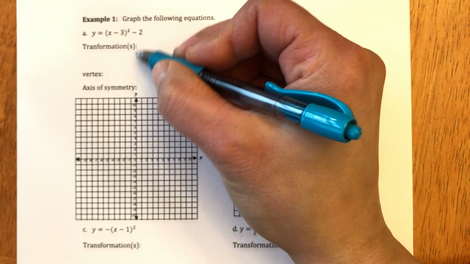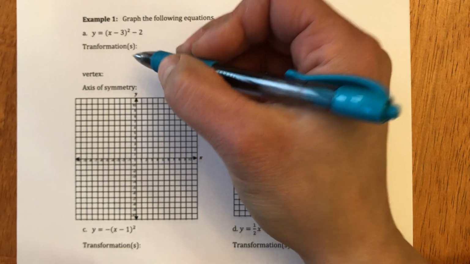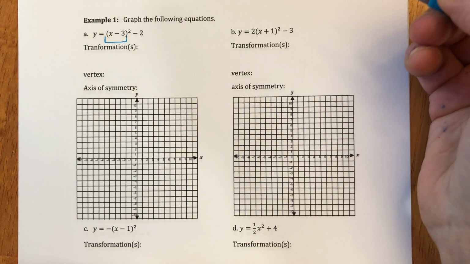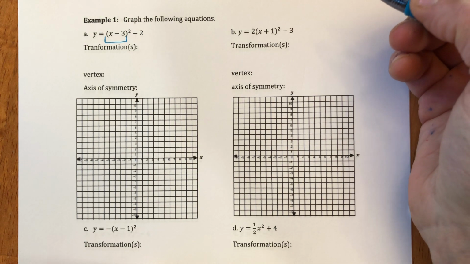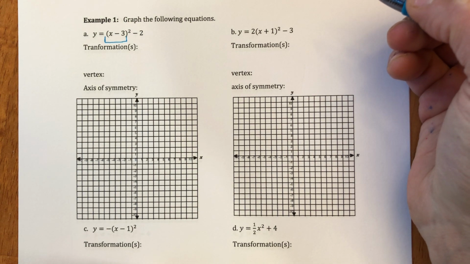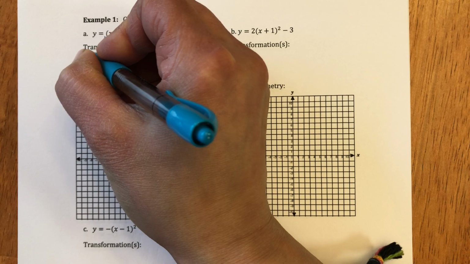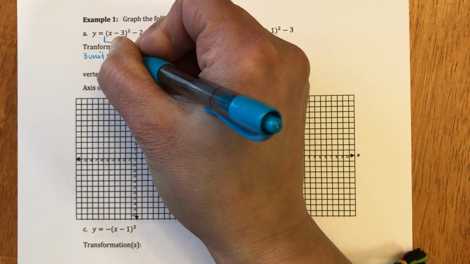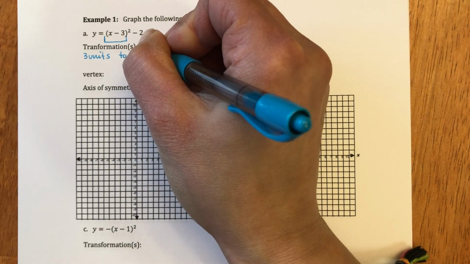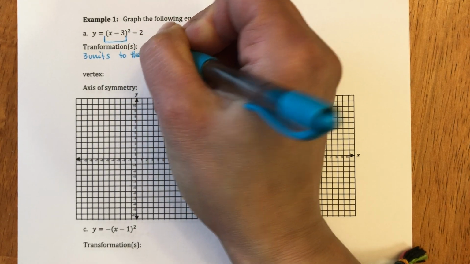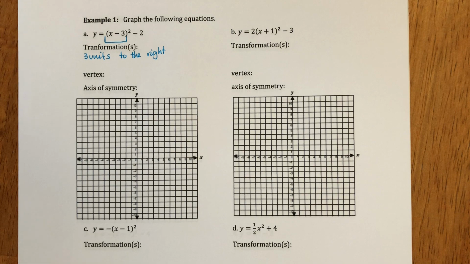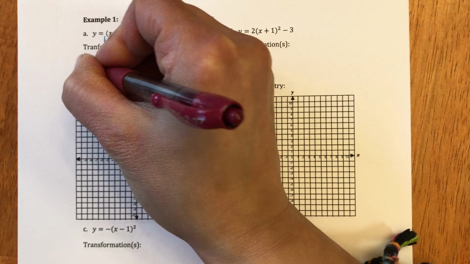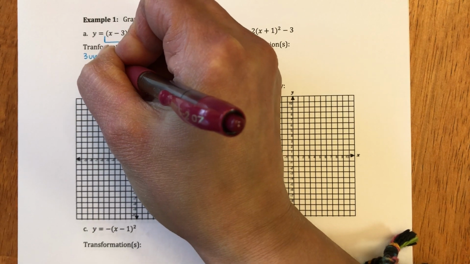So first of all, you are to describe what the transformation is. So this first transformation, notice that this is your h, and because we are subtracting h, this is going to be 3 units to the right. And then the -2 is 2 units down.